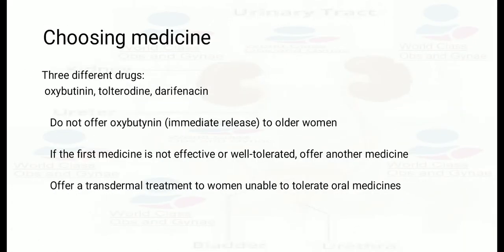Okay, choosing medicine, 3 different drugs like oxybutynin, tolterodine, darifenacin are prescribed. Do not offer oxybutynin to the older woman. If the first medicine is not effective or well tolerated, offer another medicine. Offer transdermal treatment to the woman unable to tolerate oral medicine. This is the NICE recommendation.